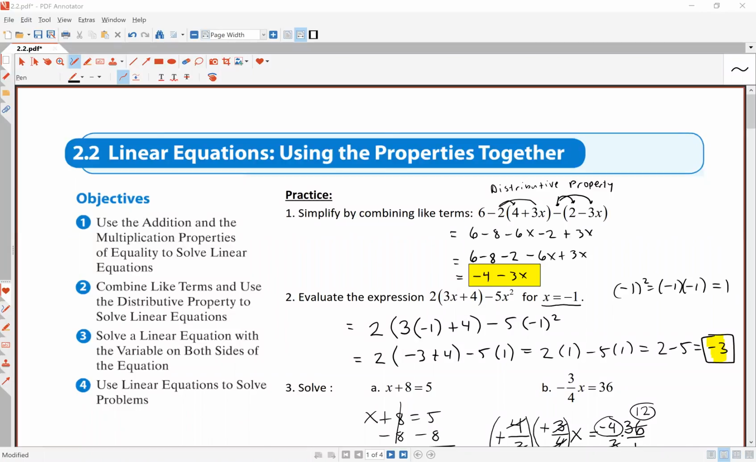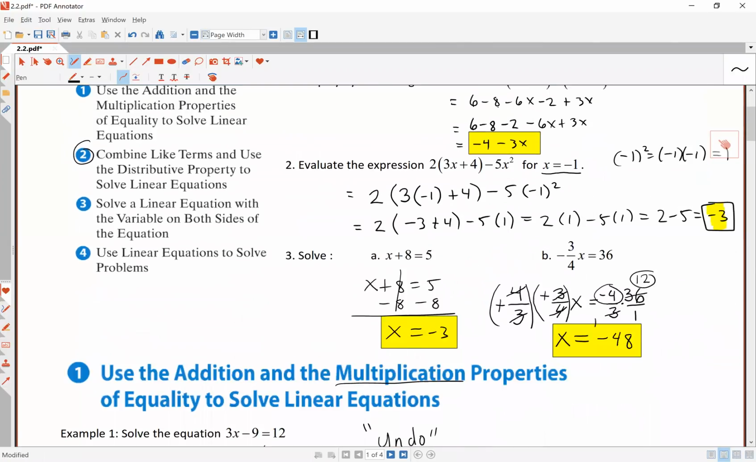This video covers 2.2 linear equations using the properties together, Objective 2. Combine like terms and use the distributive property to solve linear equations.